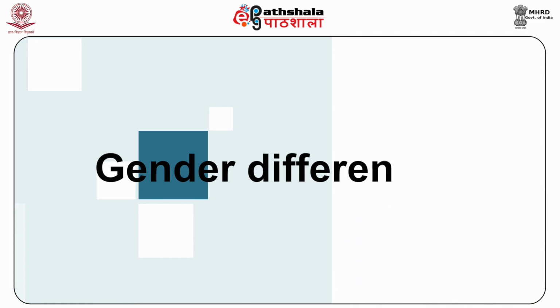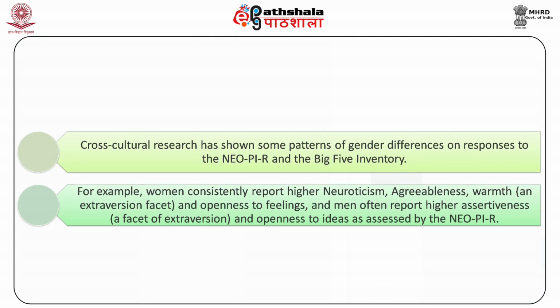We can talk about gender differences here. Cross-cultural research has shown some patterns of gender difference in responses to the NEO-PI-R or the Big Five inventory. For example, women consistently report higher neuroticism, agreeableness, warmth, which is an extraversion facet, and openness to feelings. And men often report higher assertiveness, which is also a facet of extraversion, and openness to ideas as assessed by the NEO-PI-R.